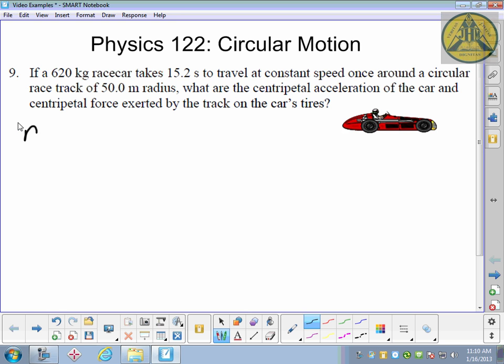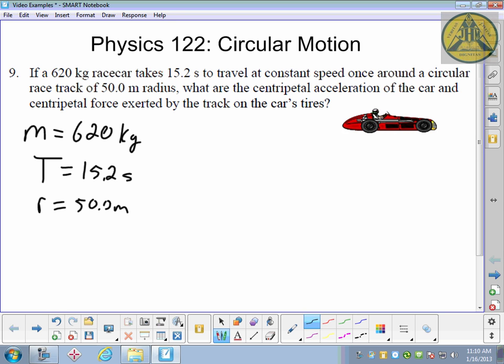Writing down what I have: the mass, 620 kilograms. Time to go around once is the period, 15.2 seconds. Radius of that track is 50 meters. We want to know the centripetal acceleration and centripetal force.